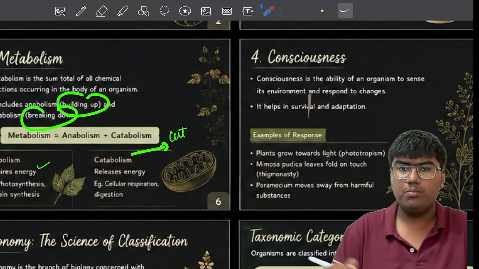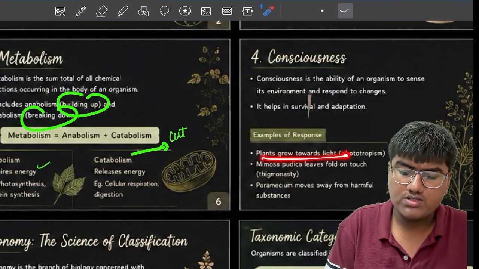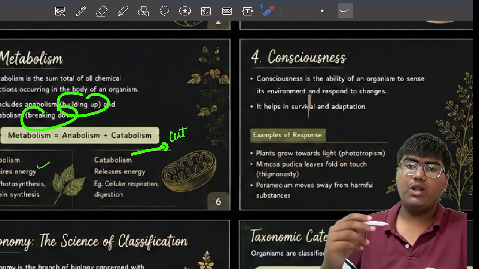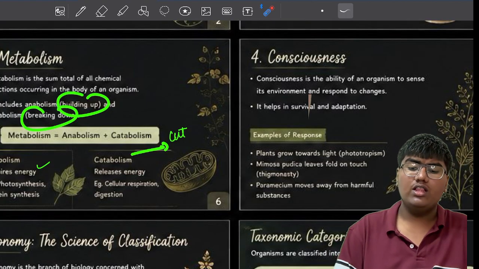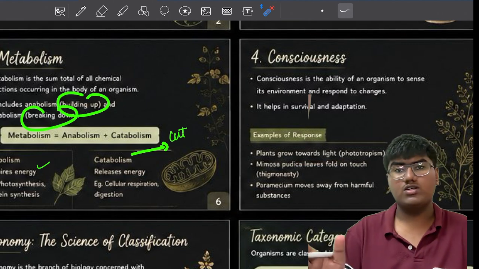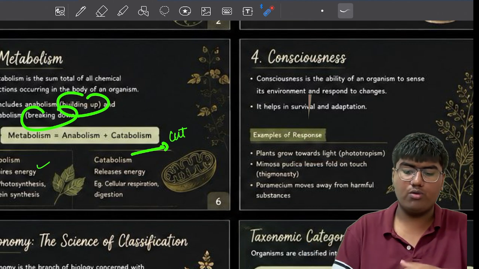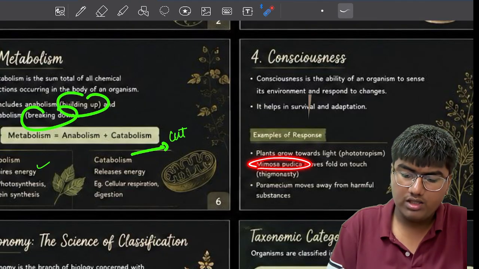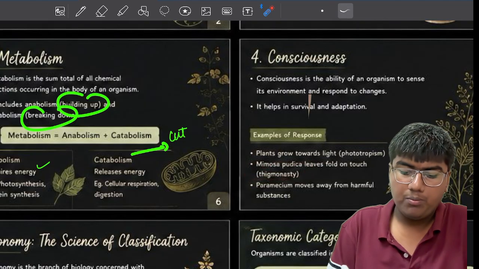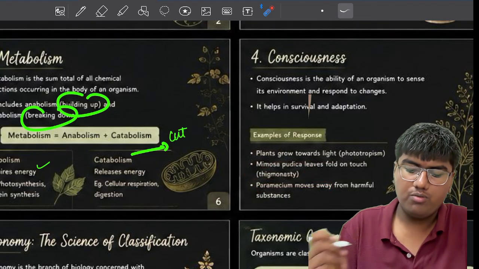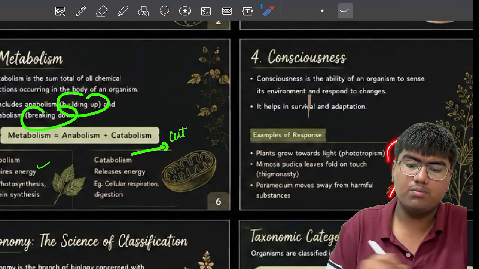Similar is the case in plants also. Plants grow towards light, which is phototropism. Plants need sunlight for their photosynthesis process, so they bend or grow only towards the sunlight, which is nothing but phototropism. Mimosa pudica leaves fold on touch, which is thigmonasty. Paramecium moves away from harmful substances. These are all examples of consciousness.